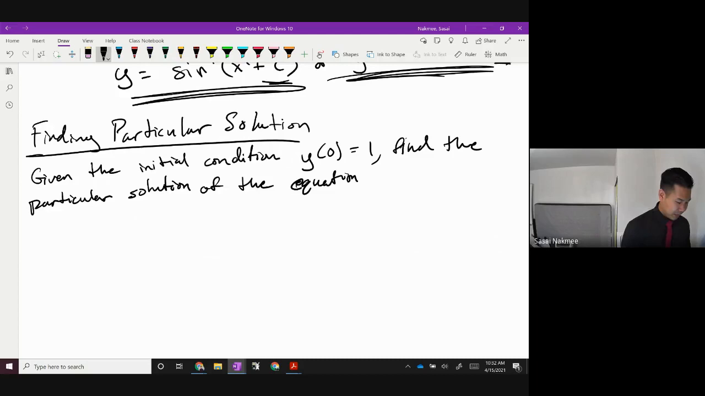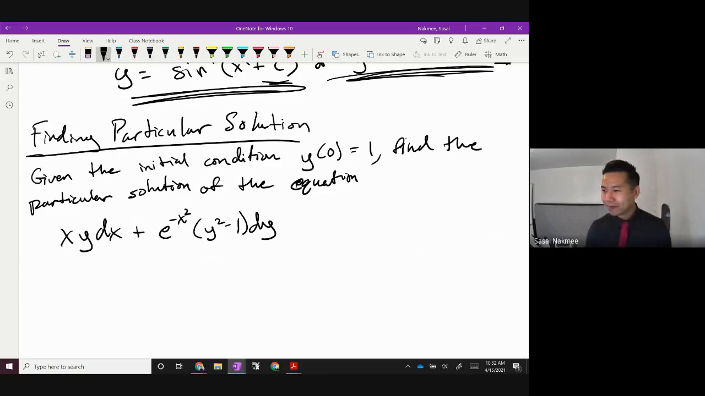Here's the equation. x y dx plus e to the negative x squared times y squared minus 1 dy. Oh, wait, there's no equal sign. Equals 0.